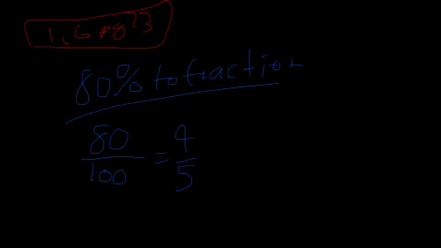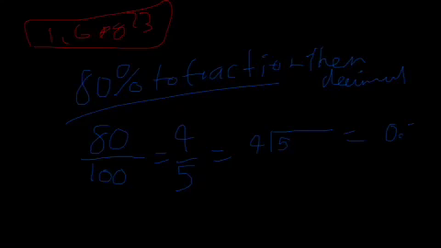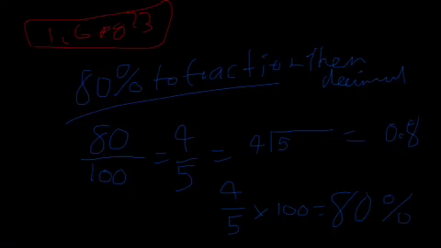Then, if we want to turn it to a decimal, we know that 4 into 5 is then equal to 0.8. And changing things to a percentage. So let's change 4 over 5 back to a percentage. What we do is we times it by 100, which is 4 over 5 times 100, it's 80. Now you can just chuck a percent on there, and that's really easy.